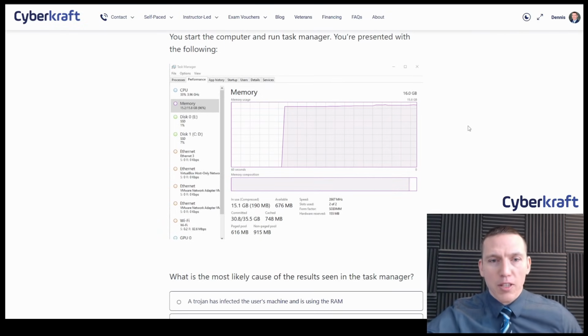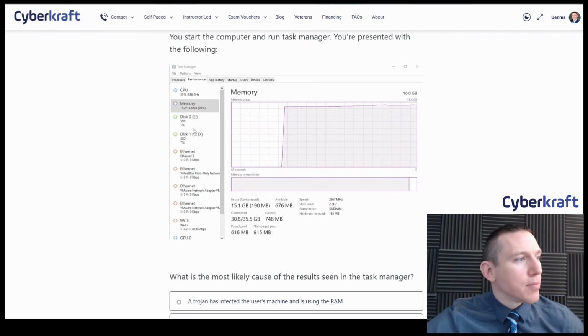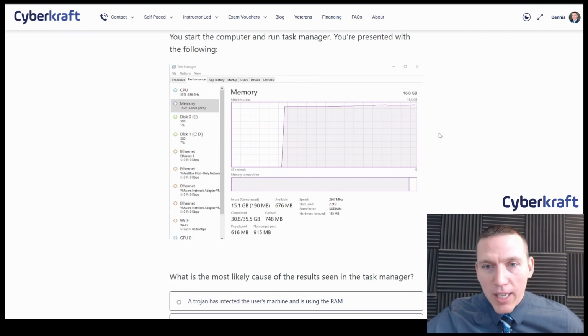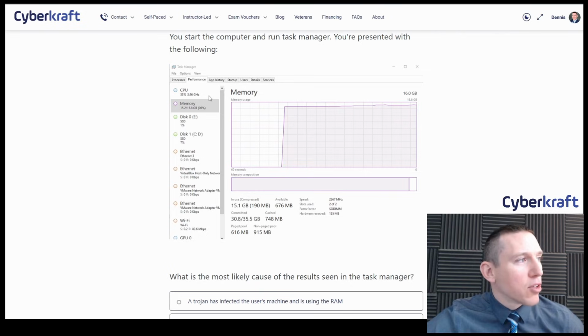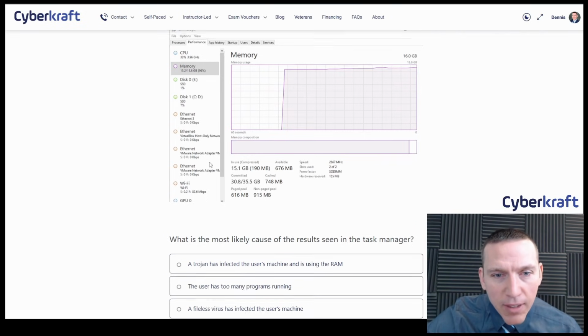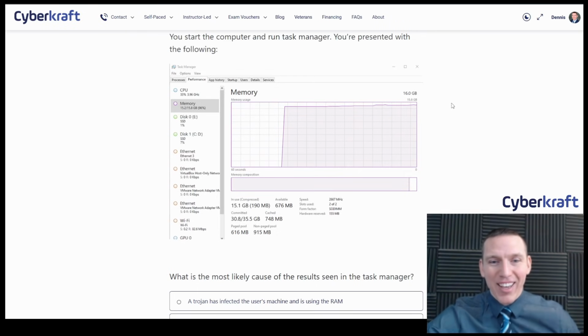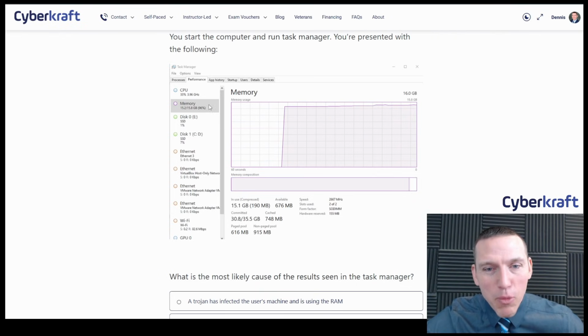Okay, so we have a Task Manager view here, and it looks like the memory usage is pretty high. It's about 90% or more, I think. 15.8 gigabytes of 16. So pretty high memory usage. Let's look at the other CPU usage. Looks pretty normal. Disk usage looks fine. Why are there so many Wi-Fi adapters? Okay, but we do see the memory usage being really high.